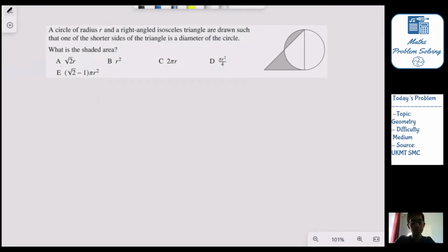A circle of radius r and a right angle isosceles triangle are drawn such that one of the shorter sides of the triangle is the diameter of the circle, and we're asked to work out what is the shaded area. So a circle of radius r, therefore we can establish that this is the diameter, hence it must have a length of 2r, and this is a right angle isosceles triangle. So that's a right angle, and that also has length 2r, since both of these are equal.